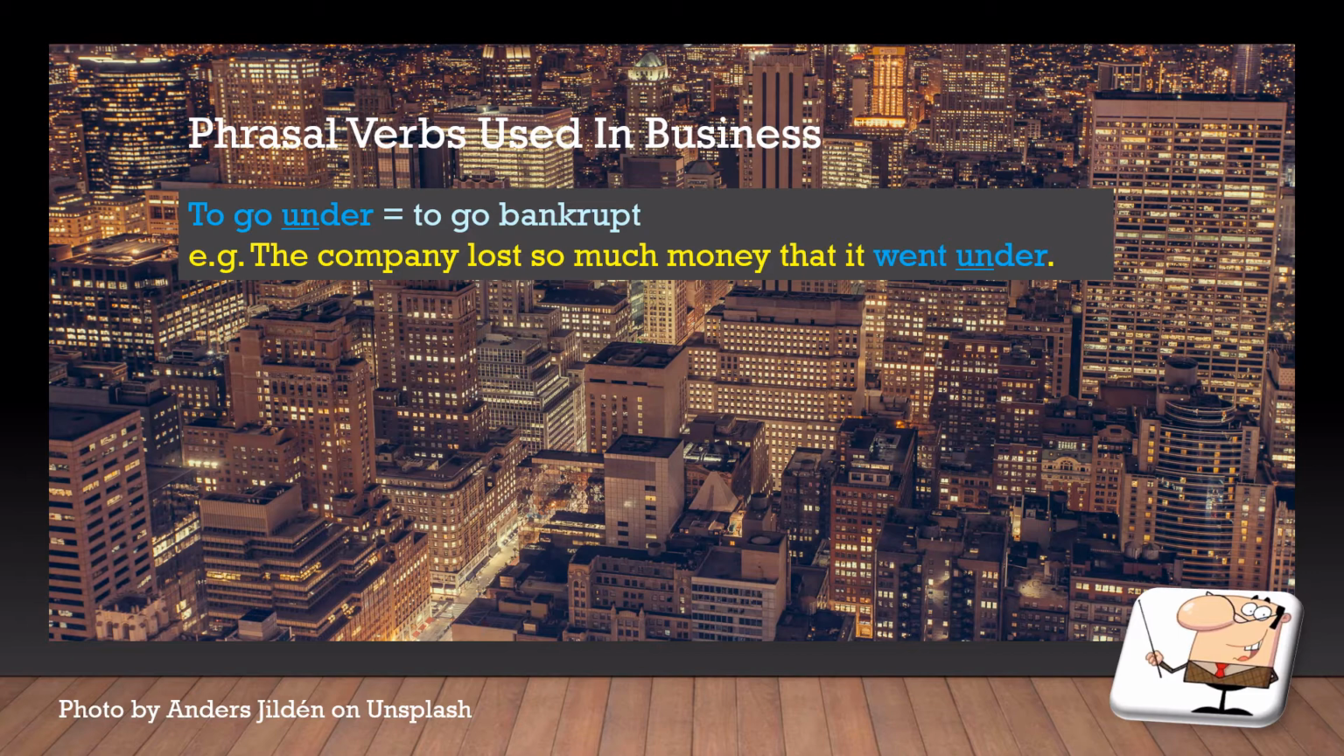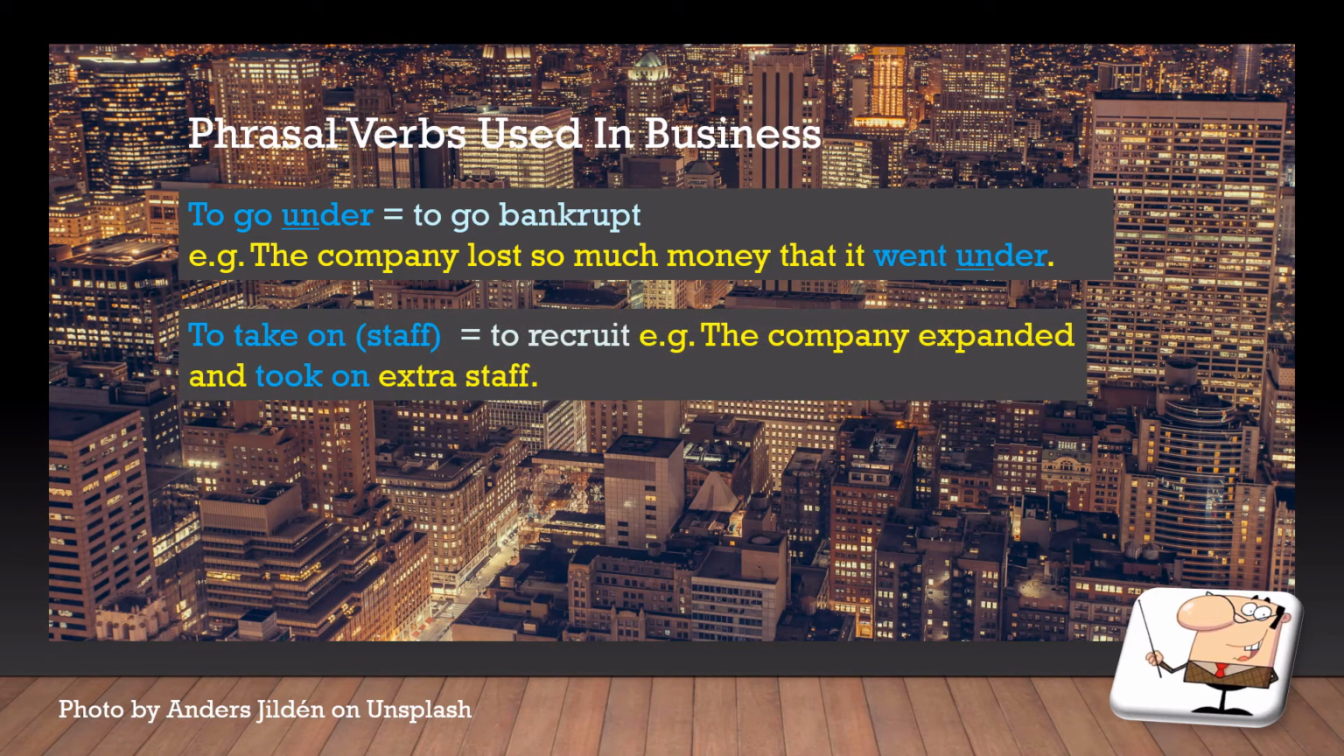So, we have our first phrasal verb of the set. To go under is to go bankrupt. The company lost so much money that it went under. Another one. To take on staff. To take on means to recruit. For example, the company expanded and took on extra staff.